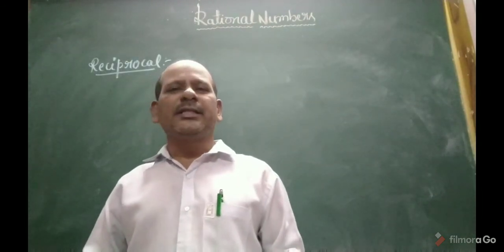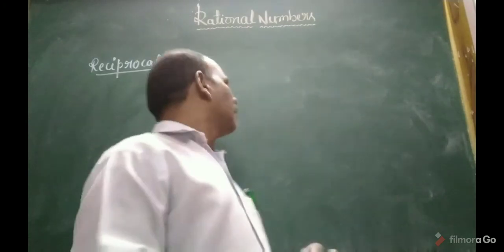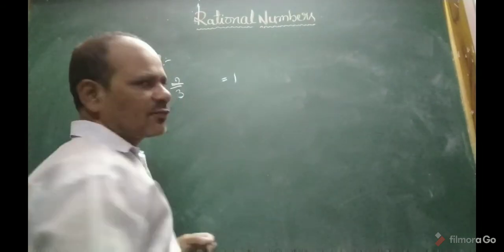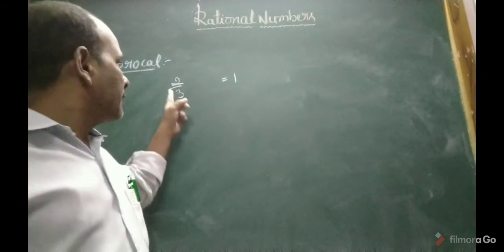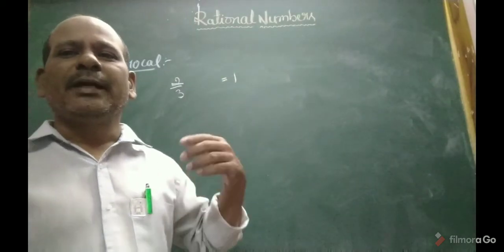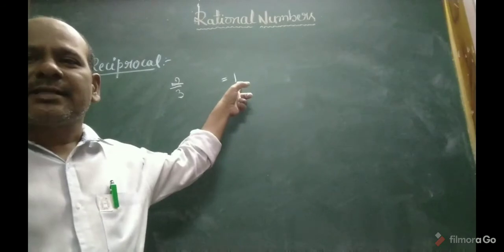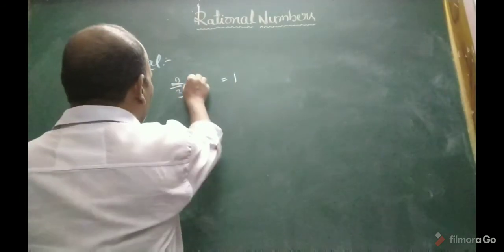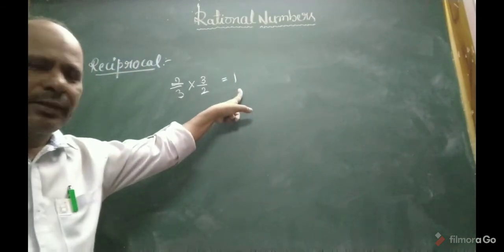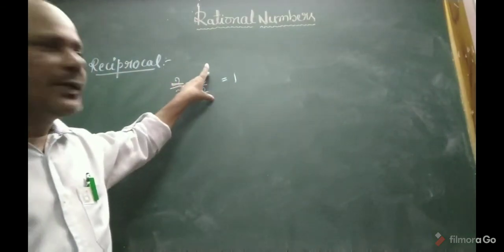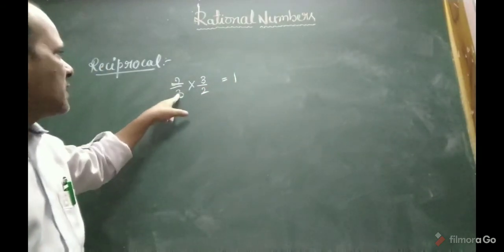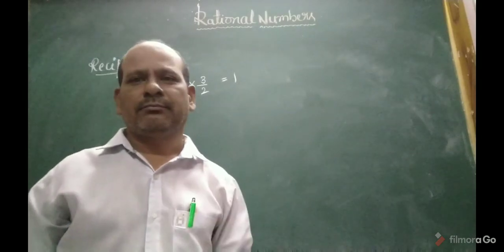Now, the reciprocal of a rational number. For example, I am taking 2 by 3. By what number do I have to multiply to get 1 as the answer? I have to multiply 2 by 3 by 3 by 2 to get the answer 1. If I multiply 2 by 3 with 3 by 2, I will get the answer 1. So, 2 by 3 is the reciprocal of 3 by 2.